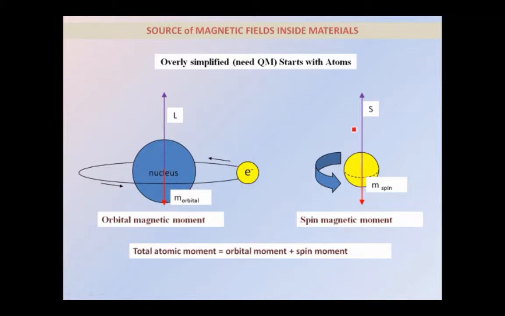A similar argument would be for the electron. If the electron has some angular momentum s just due to its existence, then there's a magnetic moment associated with that angular momentum, and it's in the opposite direction as I've shown here. So these two moments in an atom could add to give us the total atomic magnetic moment. So here's the orbital moment and the spin moment, like that.